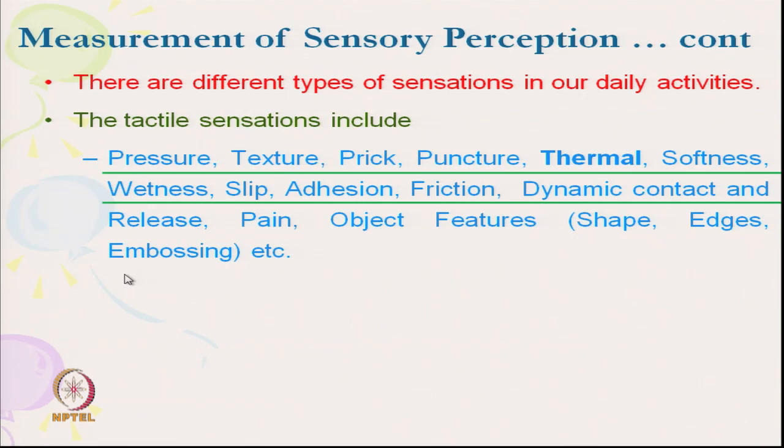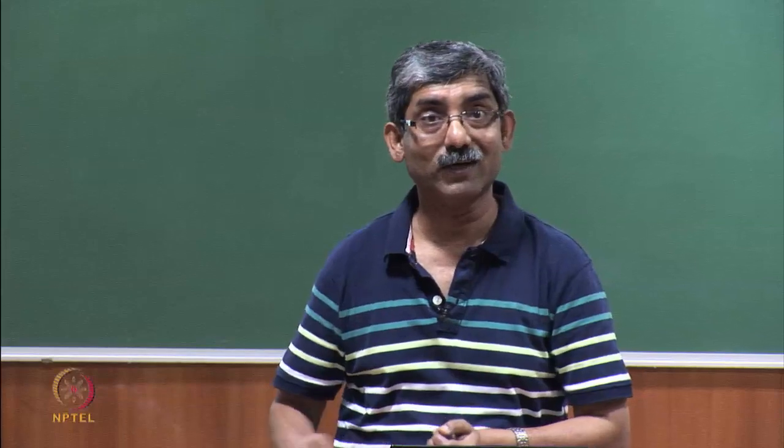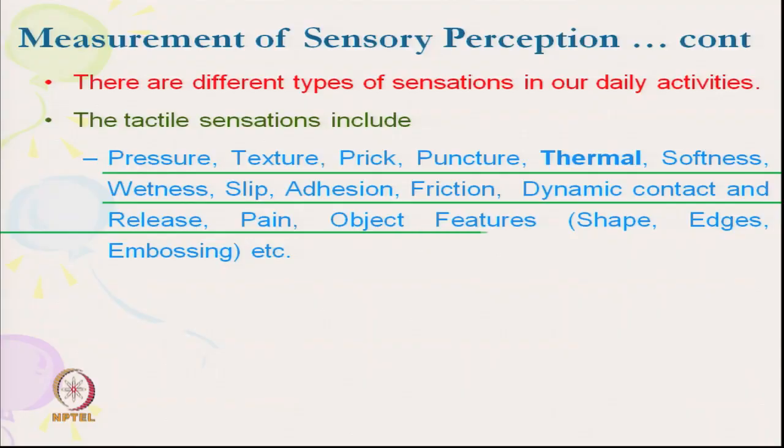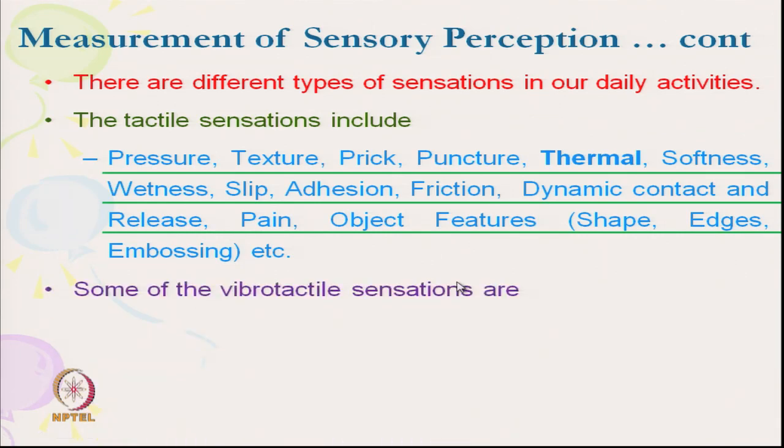So, dynamic contact, all these things are directly or indirectly related to clothing, okay. Pain, okay. And shape of the object, edge, whether it is embossing or surface texture. So, these are the tactile responses.